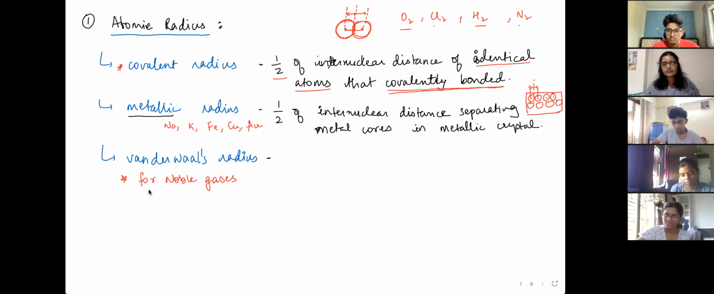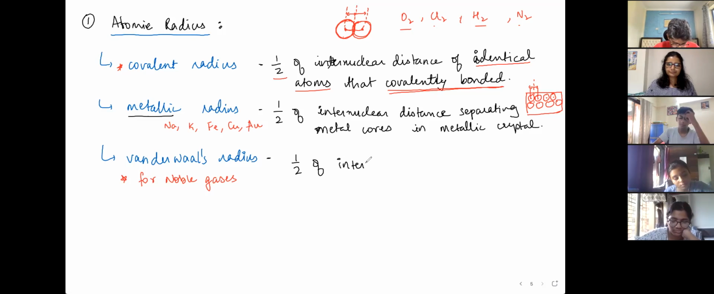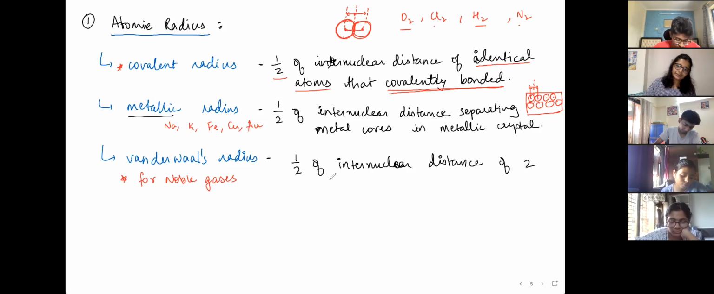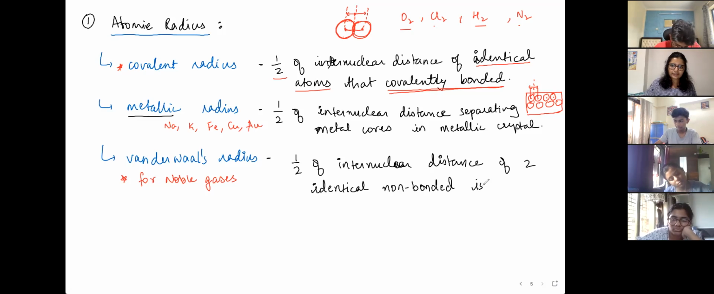Awesome. So van der Waals radius, you mainly use it in the case of noble gases. Basically, wherever it's not possible to find a covalent bond between them, or if it's not a metal where the atoms are adjacent to each other. When this is also not possible, that's when you go with van der Waals radius. So van der Waals radius is half of the internuclear distance of two identical non-bonded isolated atoms. They need to be identical, that's when you get the correct radius. And they are non-bonded. If they happen to be bonded, it's a covalent radius. If they're non-bonded, then it's a van der Waals radius. Isolated atoms.